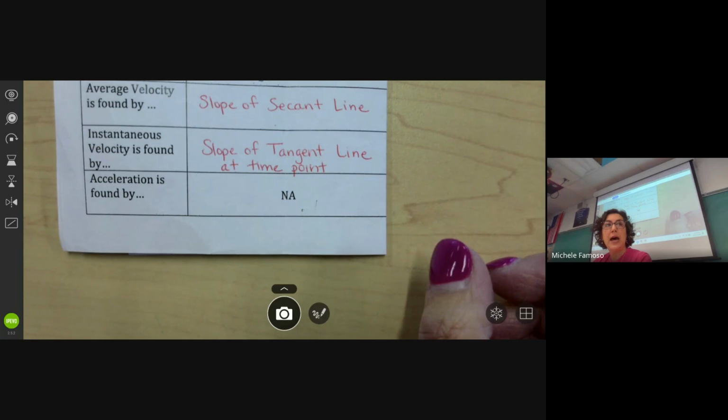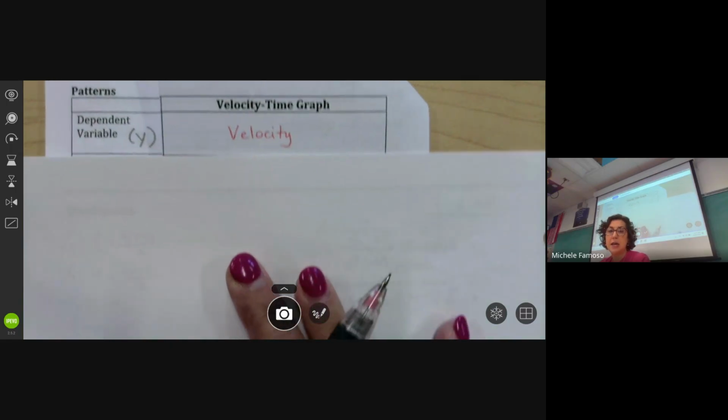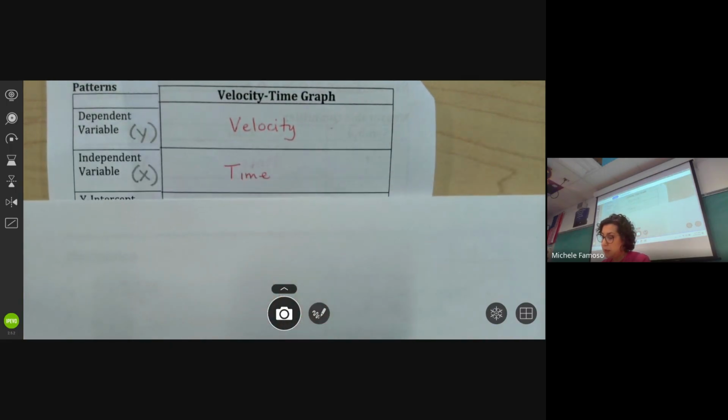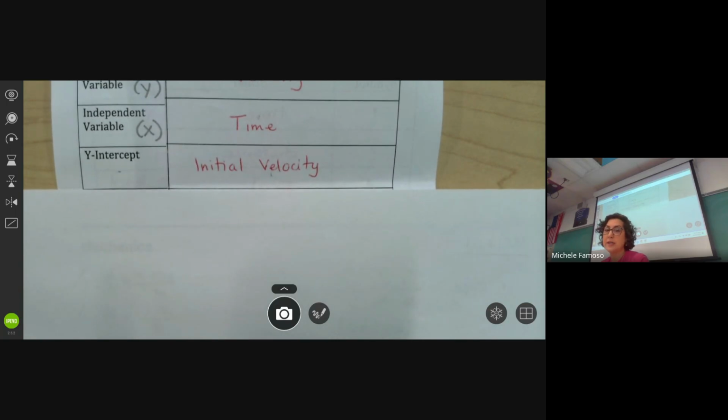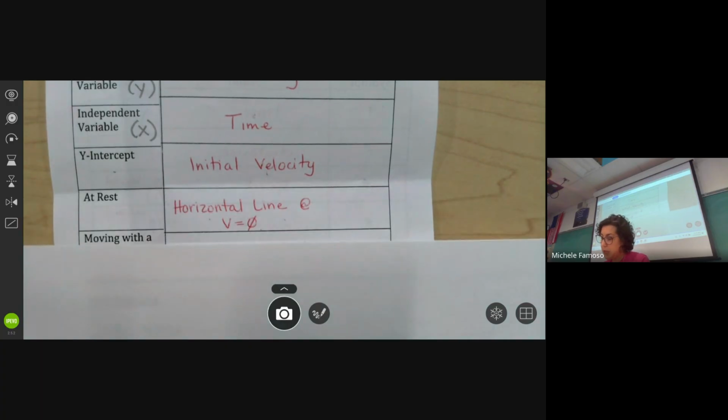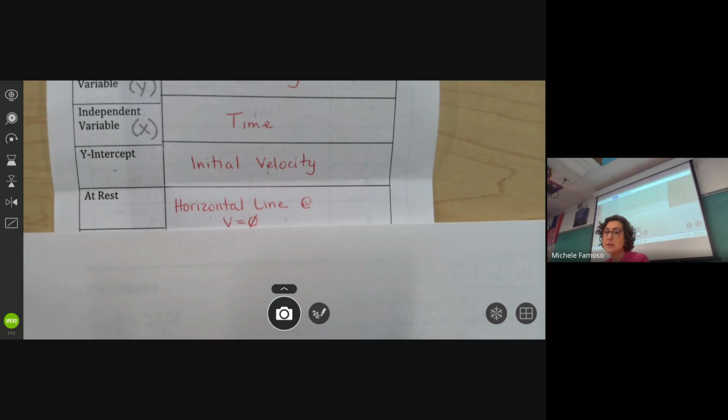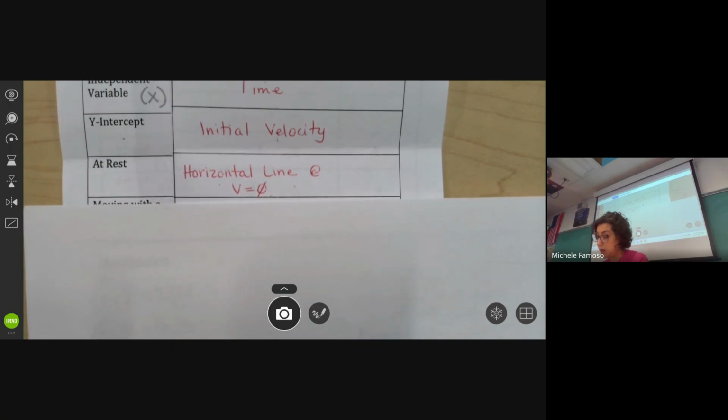All right, let's go to the velocity graph column. The dependent variable on a velocity time graph is velocity. The independent variable is time. The y-intercept is the object's initial velocity. If you are at rest, then the object would have a horizontal line drawn on the x-axis, or it crosses the time axis. That's when the velocity is 0. That's what it means to be at rest.